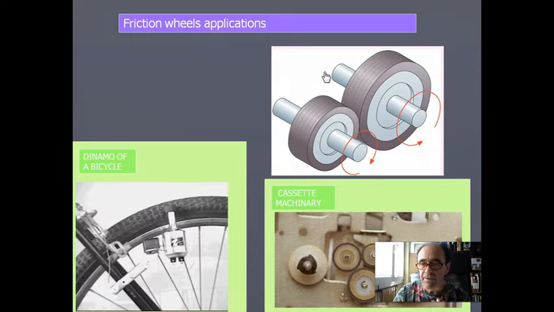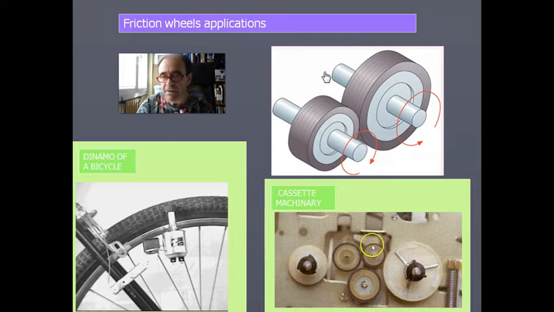Applications, for example, and this could be one application where we transfer the rotary motion. Here also in dynamos, in all bicycles, we use this system, the friction wheel.